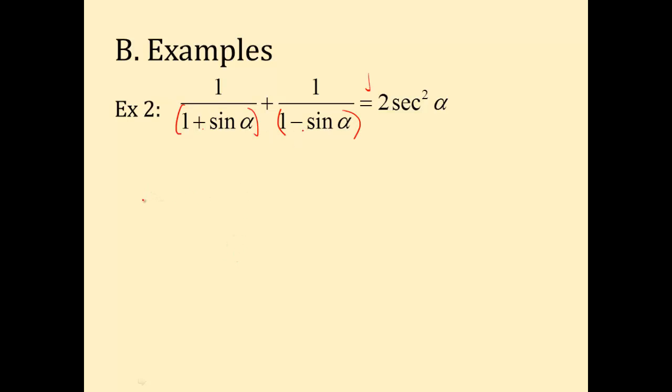So to get a common denominator, I'm going to have to do 1 plus the sine of alpha times 1 minus the sine of alpha. And to get that common denominator, I have to multiply this first fraction by the 1 minus sine of alpha.